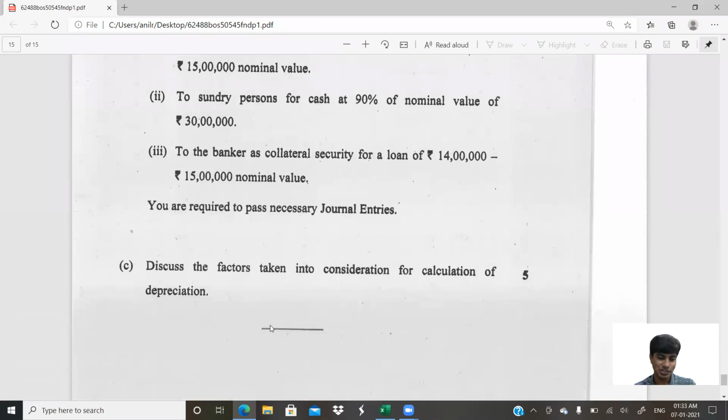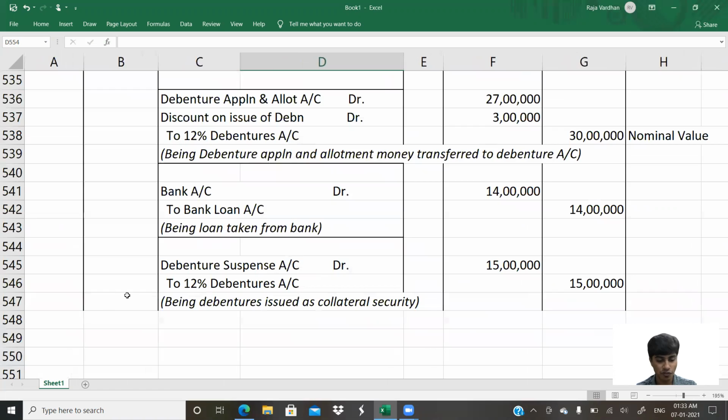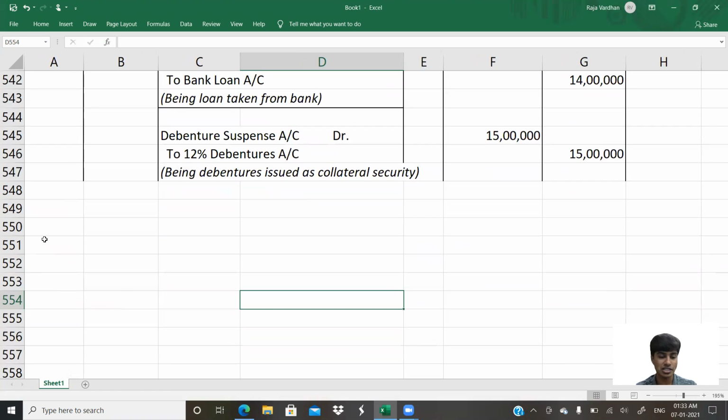6C, the last question. Discuss the factors taken into consideration for calculation of depreciation. So whenever we go for computation of depreciation, what are the factors that is considered? Question number 6C.